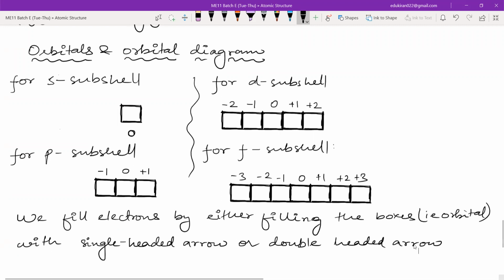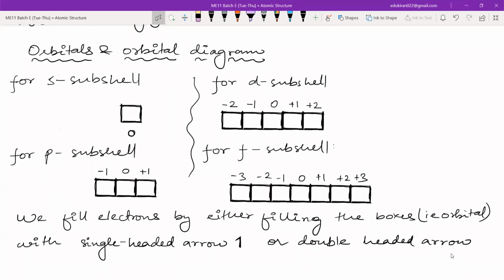Okay, write this down. Single-headed arrow is like this. So you can either show the electron filling by this sign, or you can show by this sign. Now this and this are the same thing. It's just the spin opposite. And here also you will have the similar kind of downspin like this, or downspin like this. So first write this.